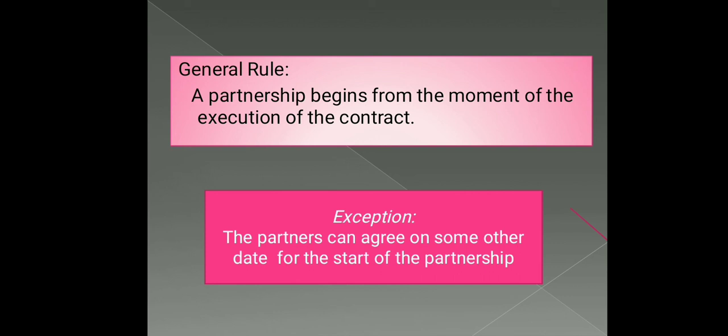Example, X and Y entered into a contract of partnership on July 2, 2020. However, X and Y agreed that the commencement of their contract of partnership will be on September 1, 2020. So, the life of their partnership begins on September 1, 2020 as agreed upon and not on July 2, 2020.